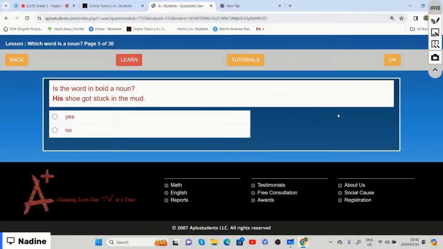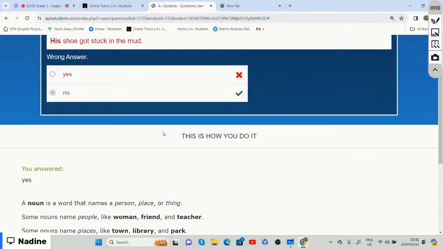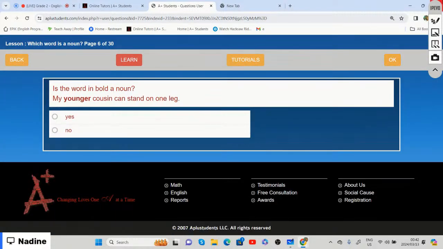All right, so it says his shoes got stuck in the mud. His. So the word his, we need to say if it's a noun or not. So yes, his is a noun. Huh? It's not a noun. Oh, it's a pronoun. It takes the place of a noun. Okay, so his is not a noun.